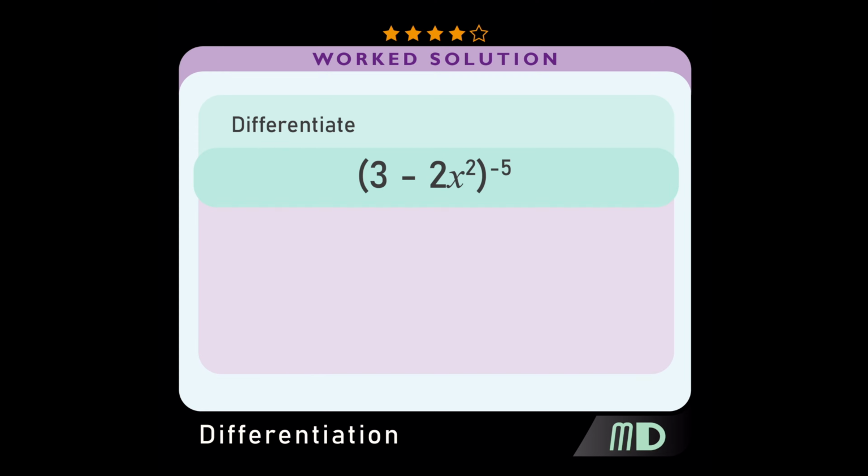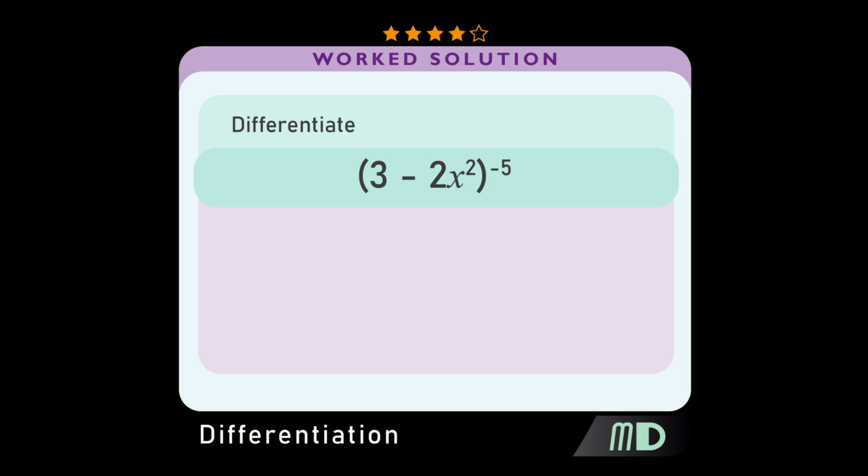Differentiation is a fundamental concept in calculus for finding the rate of change of a function with respect to one of its variables, and the resulting derivative can be used for finding, for example, how one variable responds when another changes. In this case, we've been asked to differentiate 3 minus 2x squared raised to the power of minus 5.